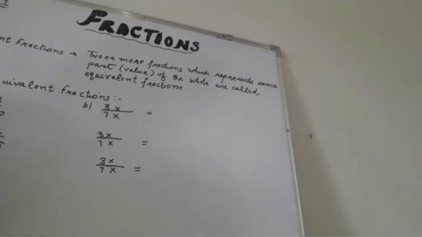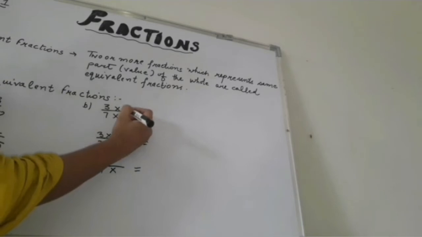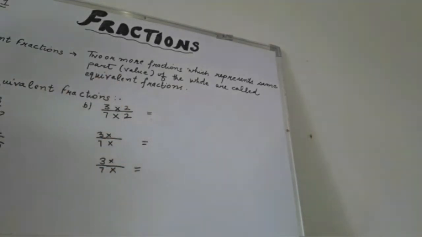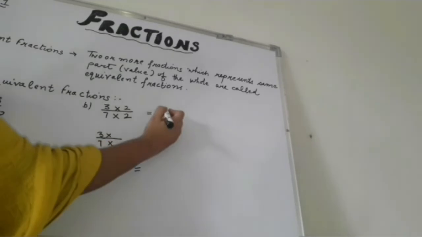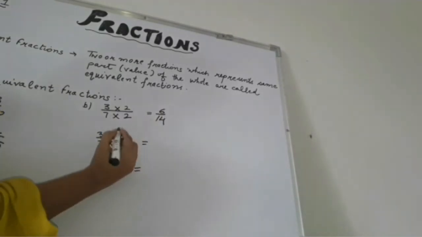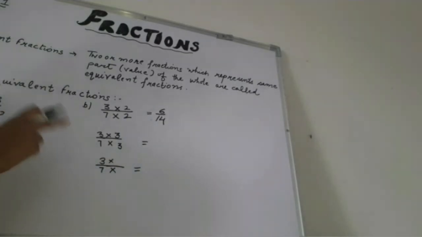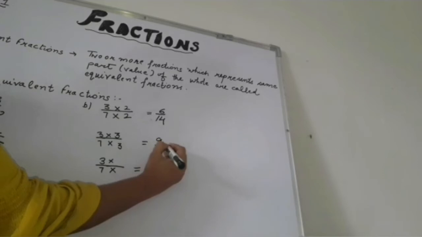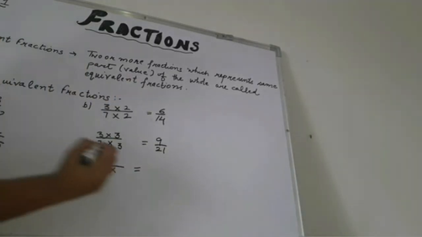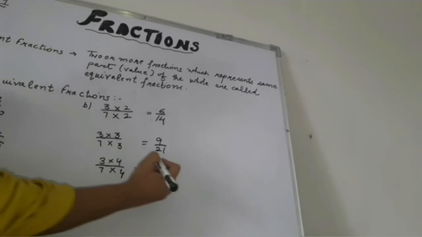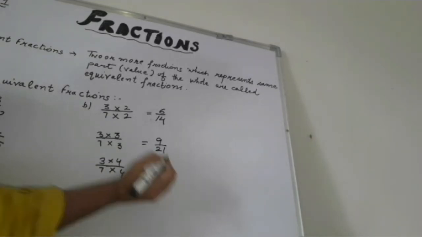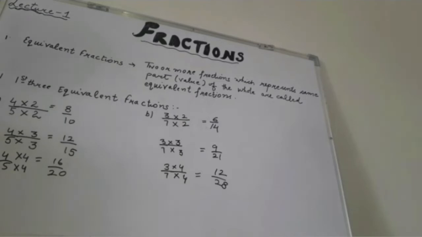Now again, for the first three equivalent fractions of 3 by 7, what will I do? I will multiply it by 2 with the numerator and the same with the denominator. So I get 6 upon 14. And for the next, I will multiply it by 3. Numerator and denominator are multiplied by 3. So it gets 9 upon 21. And then by 4, then 12 upon 28. In this way, you can find your equivalent fractions by multiplying the numerator and the denominator by the same number.